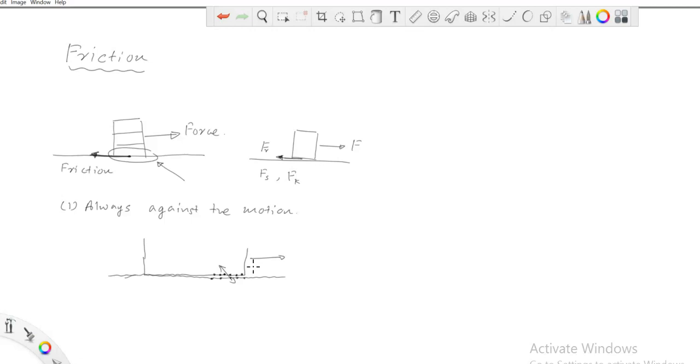Alright, so we talked about two things, right? Firstly, it's against the motion, and what creates friction. Okay, another important thing is that there are two types of friction. Not just one type of friction, but two types. So let's see what those two are. Number 2, types of friction.